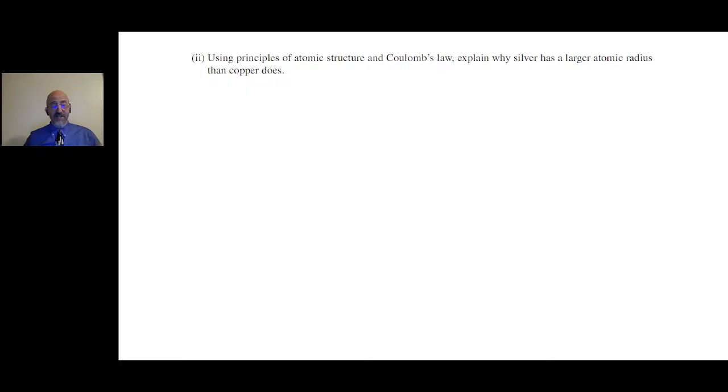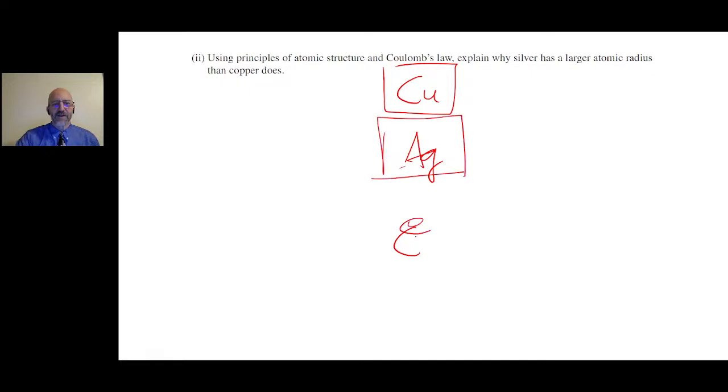Again, like with justify your answer in terms of collisions or particulate level understanding, this one says using principles of atomic structure and Coulomb's law, explain why silver has a larger atomic radius than copper does. Now, here's copper on the periodic table, and here's silver underneath it. If your argument is, well, size gets bigger as you go down, that's not using principles of atomic structure. So let me just erase my drawing here.